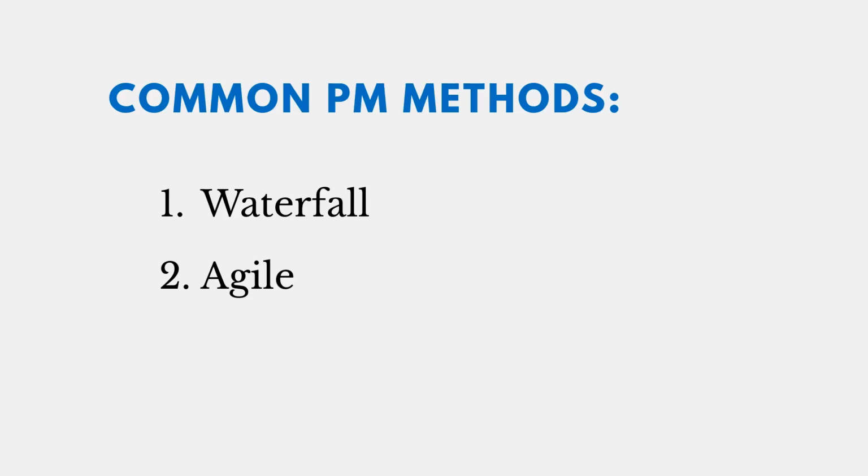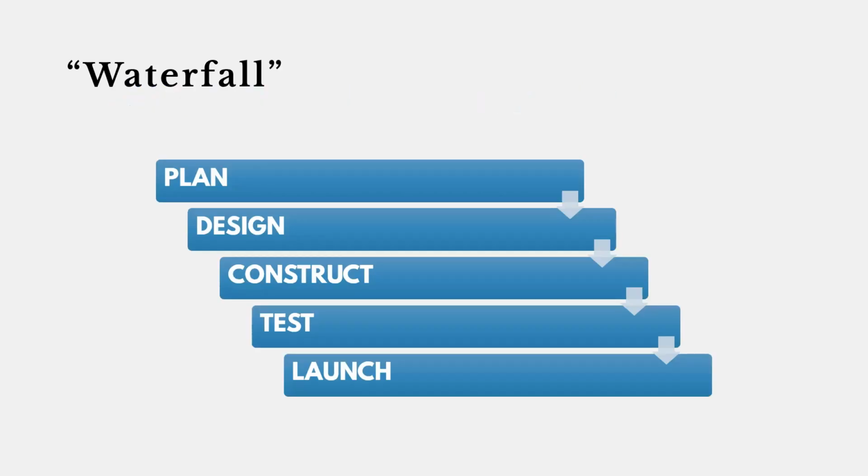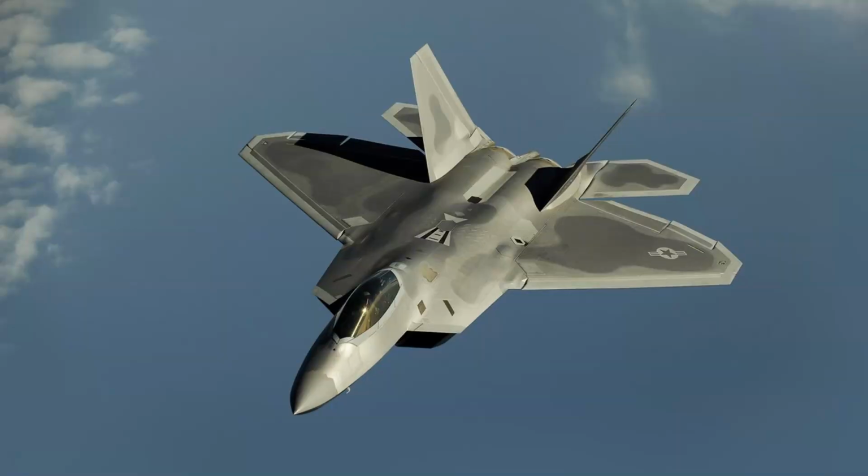Now in project management, we have two common types of methodologies, or the ways in which we do our work. There's waterfall and there's agile. On our waterfall project, we perform project phases once. You do all of your planning, then all of your designing, then all of your construction, and so on. This keeps things under control, but can also take a long time before you actually launch or deliver something at the end.